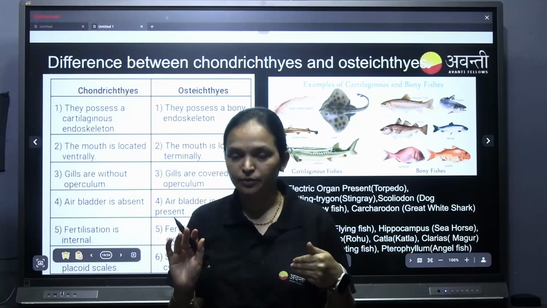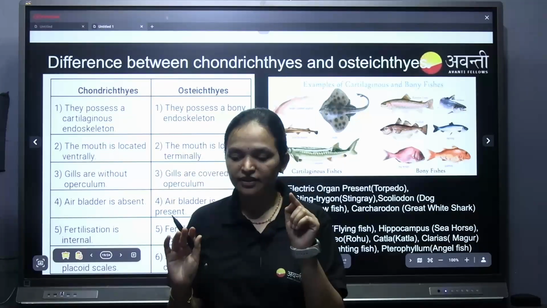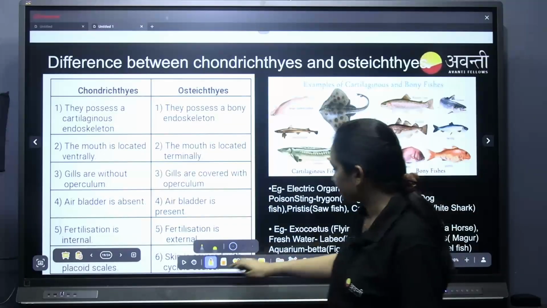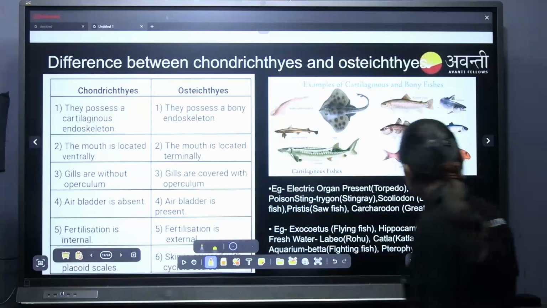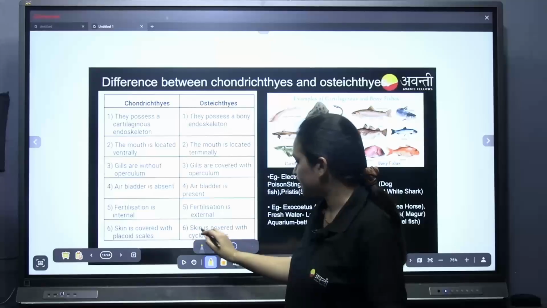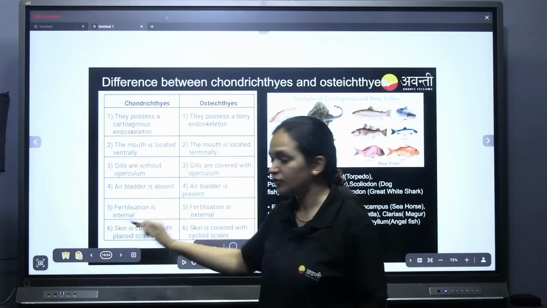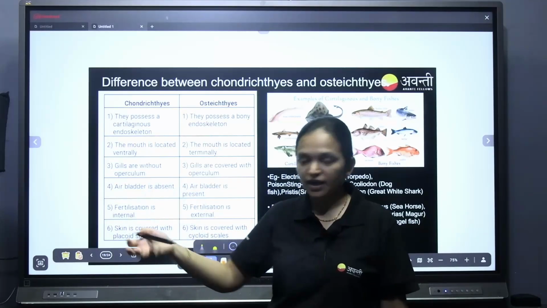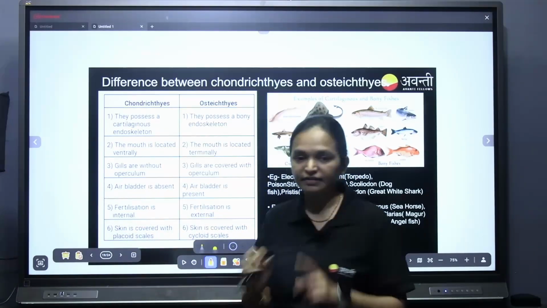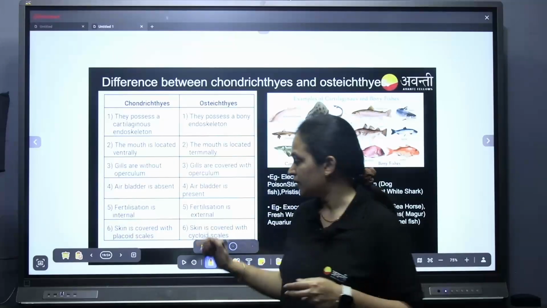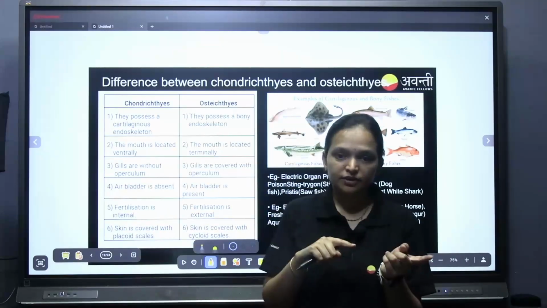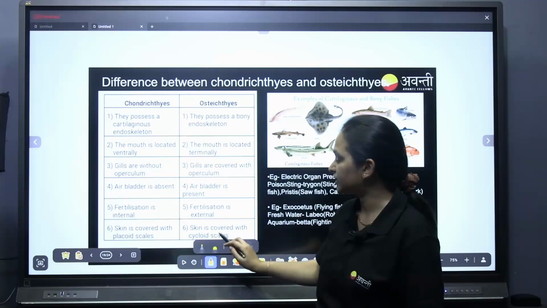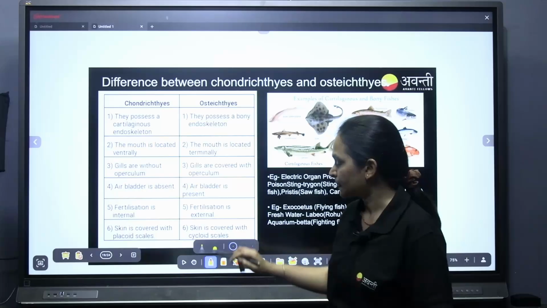in the fresh water, they have scales called cycloid scales. The skin is covered with cycloid scales, and the skin of the marine, that is our great shark, is covered with placoid scales. One important distinction between the Osteichthyes and Chondrichthyes: Chondrichthyes have placoid scales, and Osteichthyes have cycloid scales.